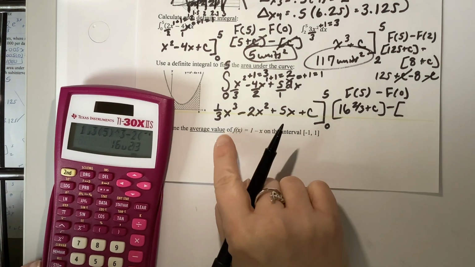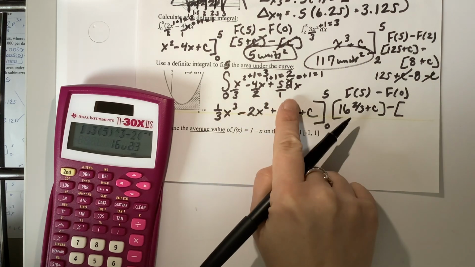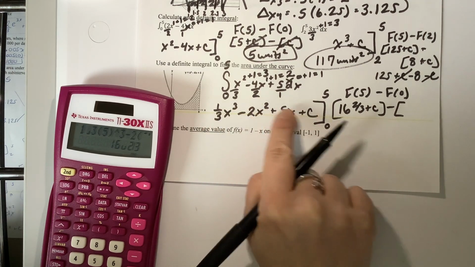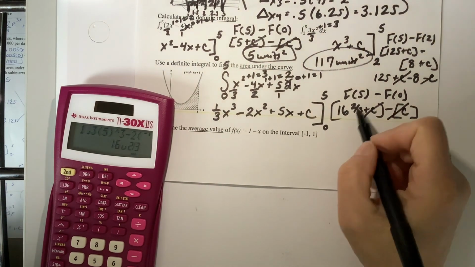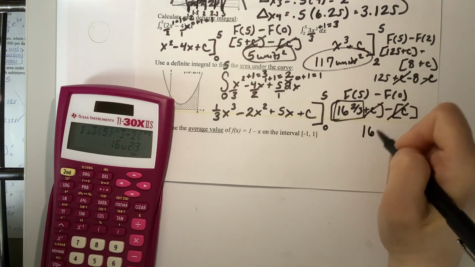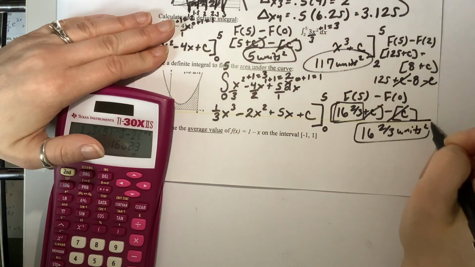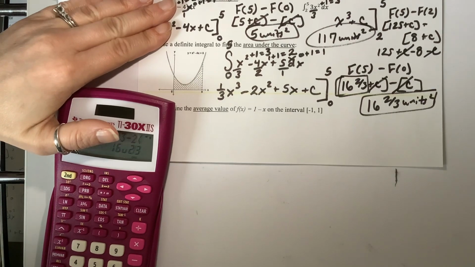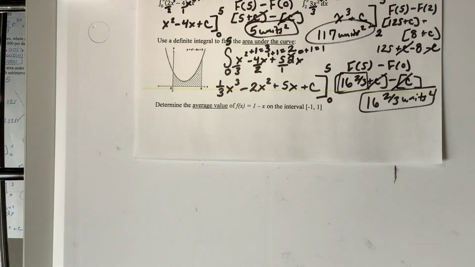Minus, if I fill in a 0 for x, this term has an x, this term has an x, this term has an x, this would all be 0. All we'd have is c. Positive c, negative c cancels. Your answer is 16 2/3 units squared. If you had a decimal answer, that's totally fine as well. If you had like 16.6 repeating, that's fine.